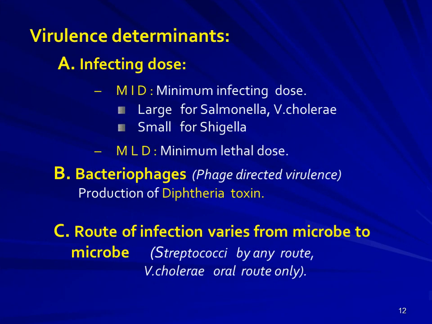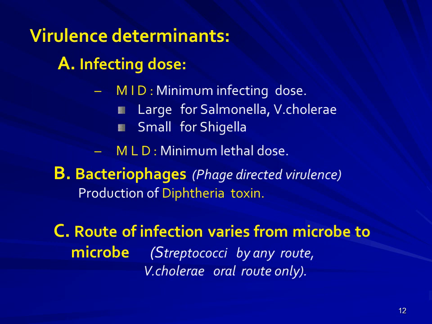Another virulence determinant is the infecting dose. When the microorganisms enter the body to produce the disease, a certain number of the bacteria are required, or a certain dose of the toxin produced by those bacteria is required to produce the disease. So to produce a particular disease, the minimum number of bacteria required is known as the minimum infecting dose.